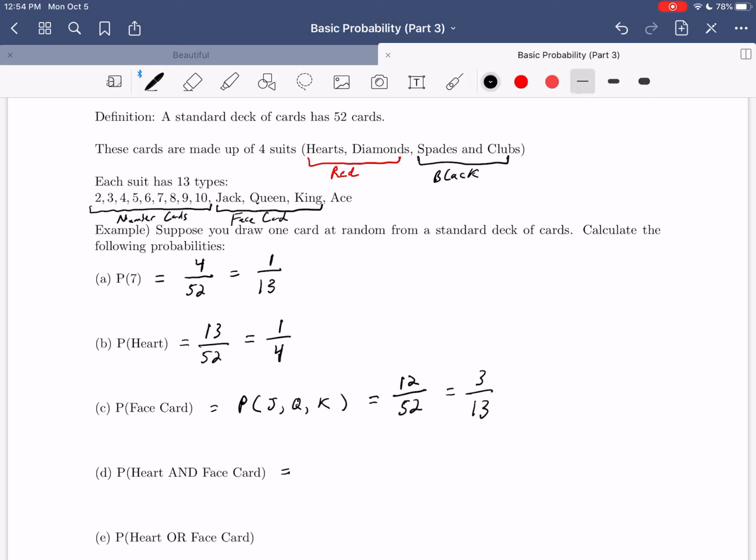So this would simply be 3 out of 52. And again, the reason that we're getting 3 there is because it's the jack of hearts, the queen of hearts, and the king of hearts. Those are the only 3 cards that are hearts and face cards.